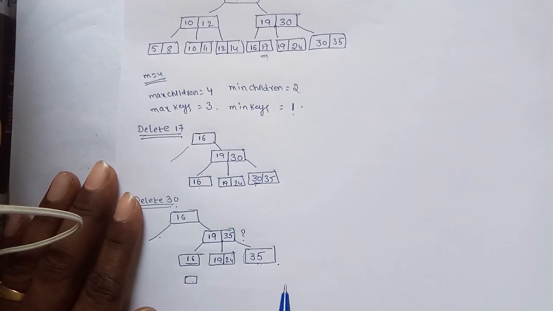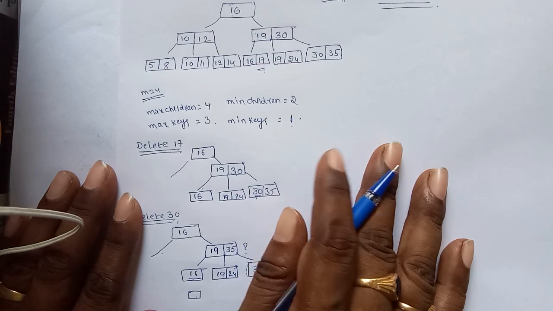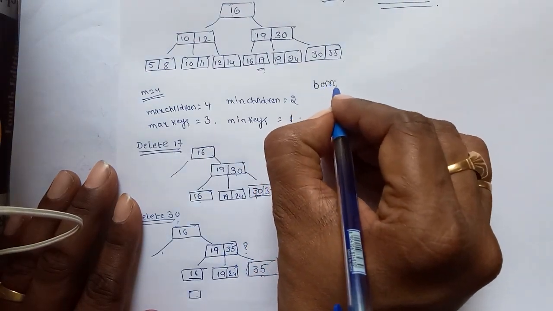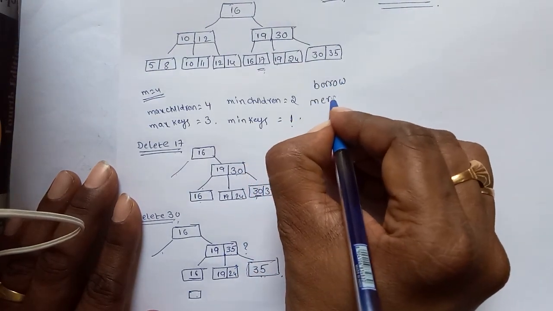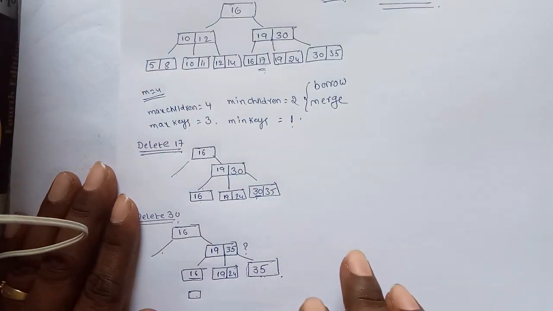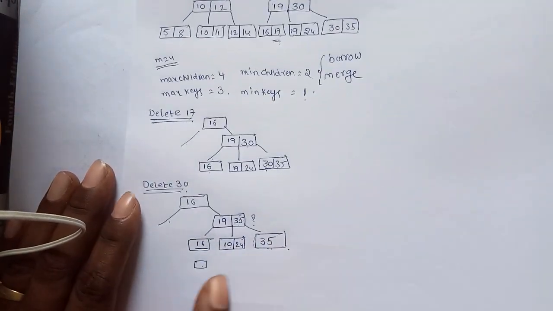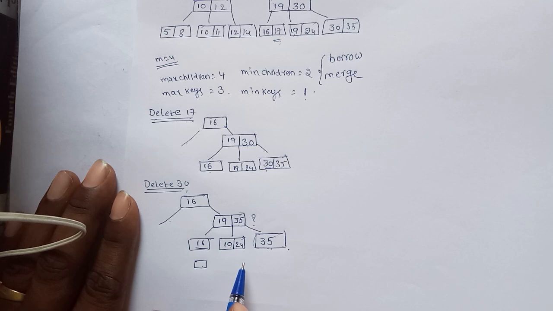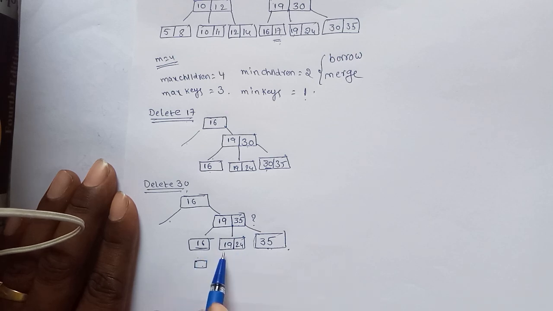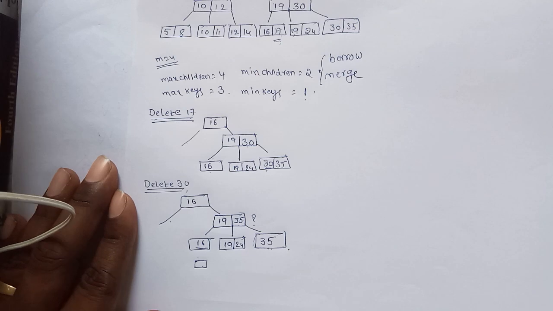Generally in deletion we have 2 cases. One is the borrow case, the second is the merge case, similar to B trees. Borrow case means we are checking the left and right siblings. If either the left or right sibling contains more than the minimum number of elements, we take a borrow from the sibling.